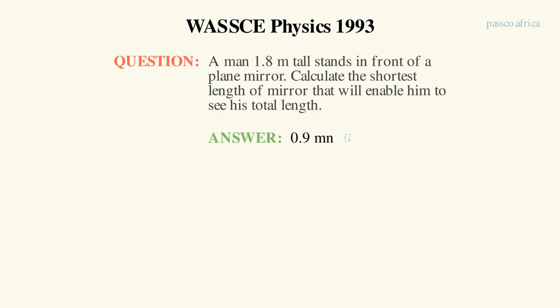A man 1.8 m tall stands in front of a plane mirror. Calculate the shortest length of mirror that will enable him to see his total length. Now, try it yourself.